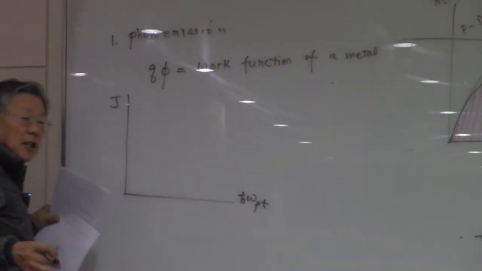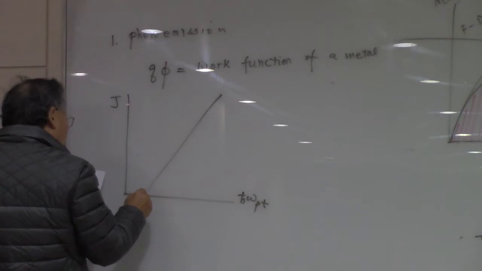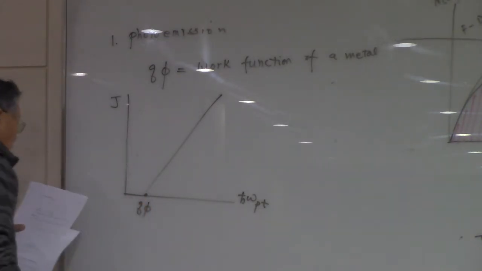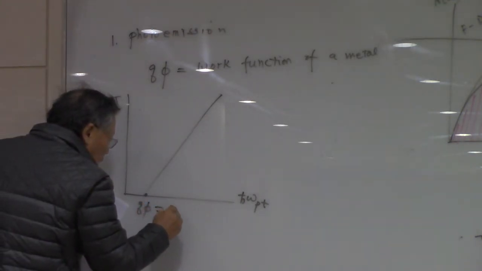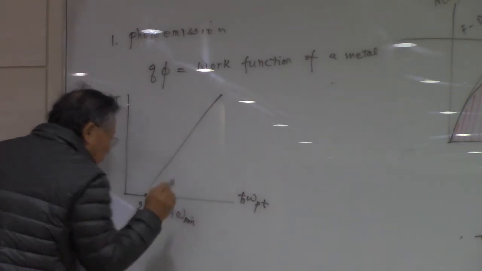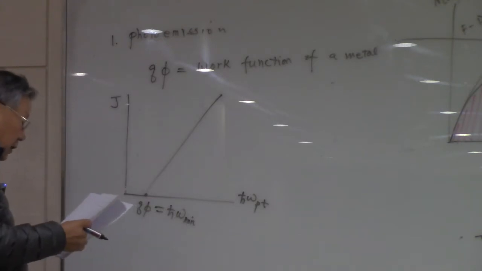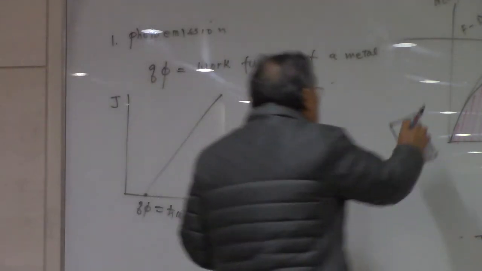This is the light intensity. Then you're going to have a straight line here, and this intercept here is going to be the work function, corresponding to h bar omega minimum. And that is the work function. And we call this Richardson, what is it called? We have some name for this. Anyway, that is the work function. That is the photo emission.